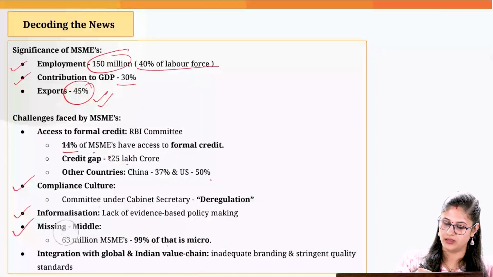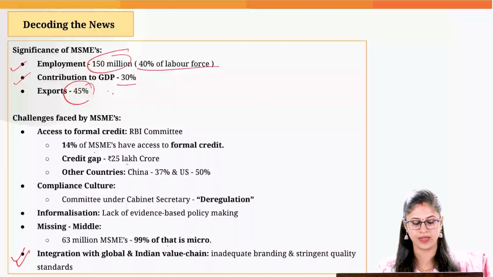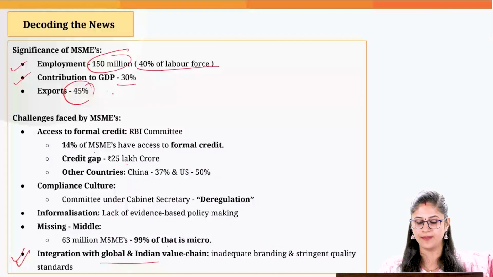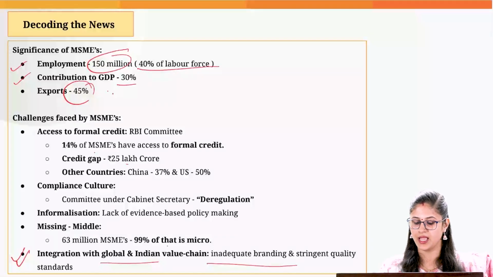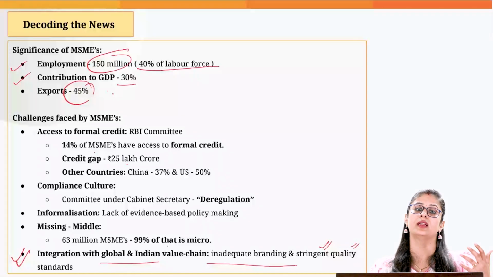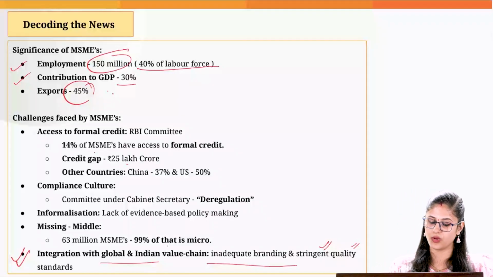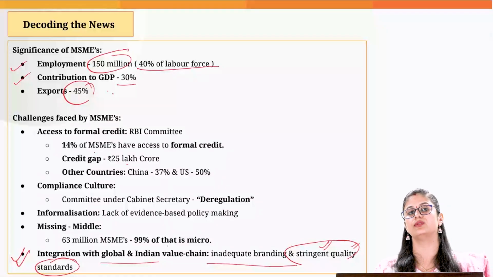And lastly, they face issues with respect to infrastructure also. It is becoming difficult for them to integrate effectively into global value chains and Indian value chains. Why? Because they come up with substandard products, there is inadequate branding, and when it comes to exports, their products have to face stringent quality standards, especially non-tariff barriers and sanitary and phytosanitary measures. Because of stringent quality controls and standards, their integration into the global value chain is also a challenge.